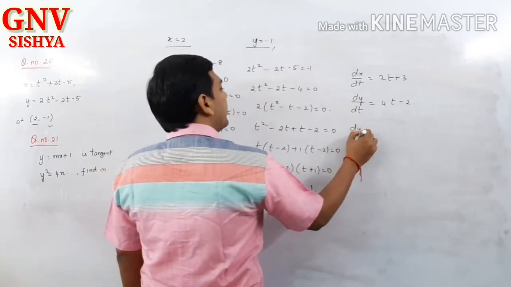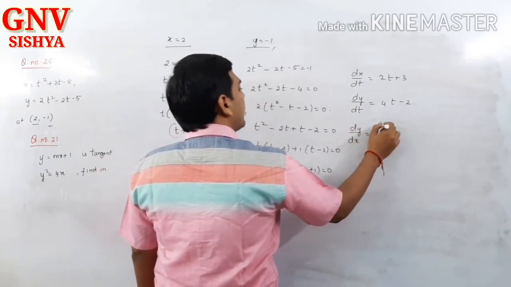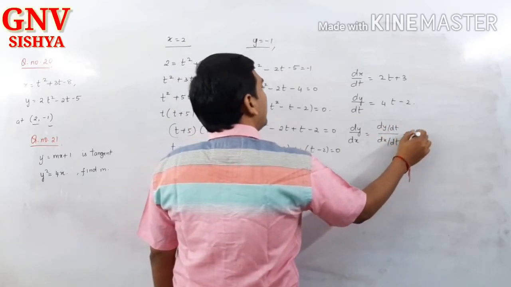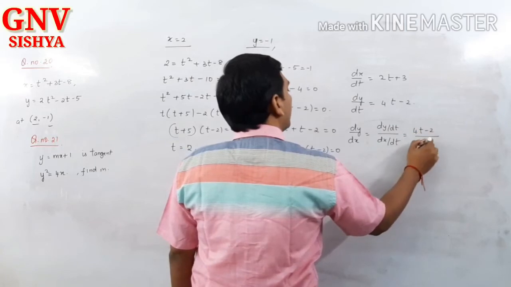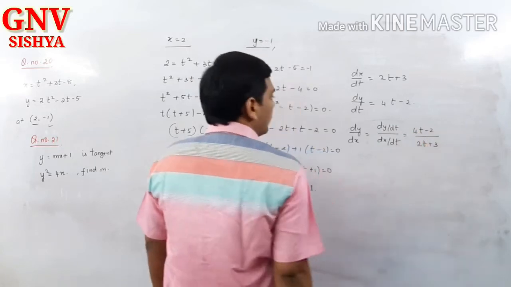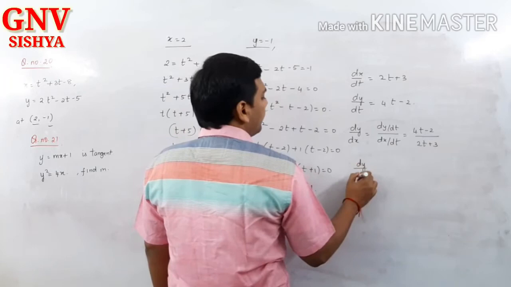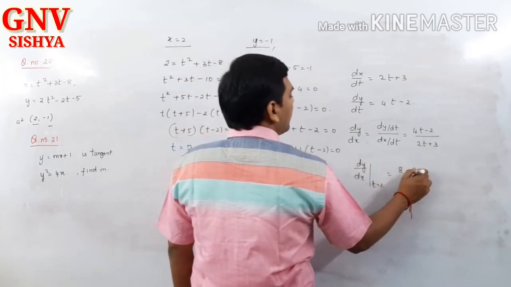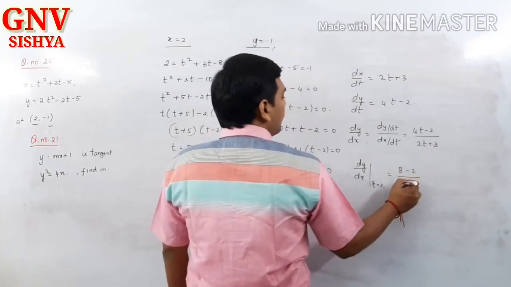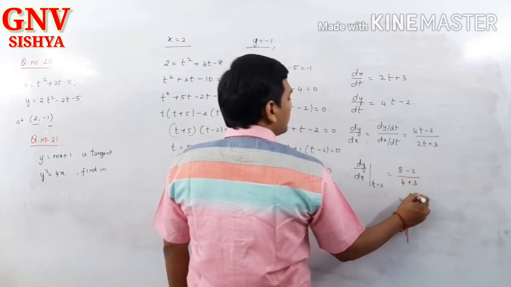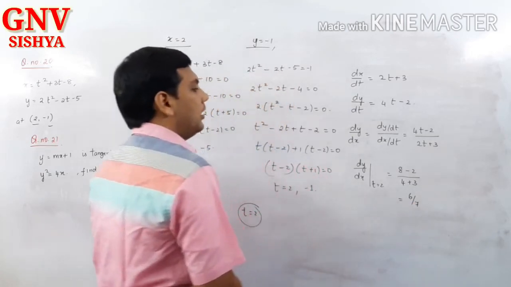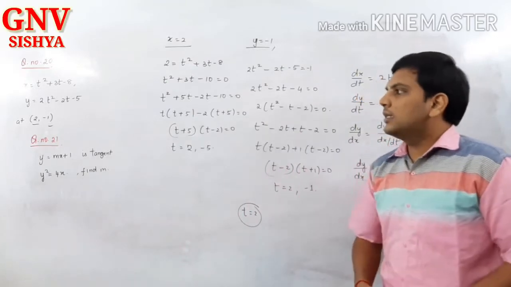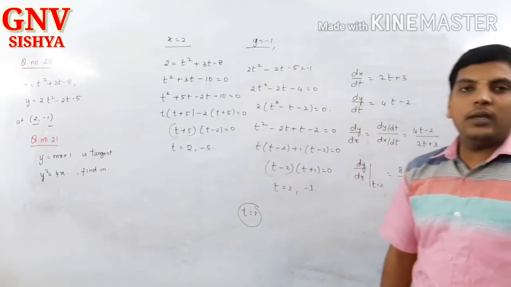Now find dy by dx. How will you find dy by dx? dy by dt divided by dx by dt. So what is dy by dt, Kana? 4t minus 2. dx by dt is 2t plus 3. Now the slope of a tangent is dy by dx at t equal to 2. If we substitute, it will become 8 minus 2 and here it will become 4 plus 3. So 8 minus 2 is 6 by 7, correct? Therefore the slope of the tangent at t equal to 2 will be 6 by 7. Can you understand? So it's a very, very simple sum.